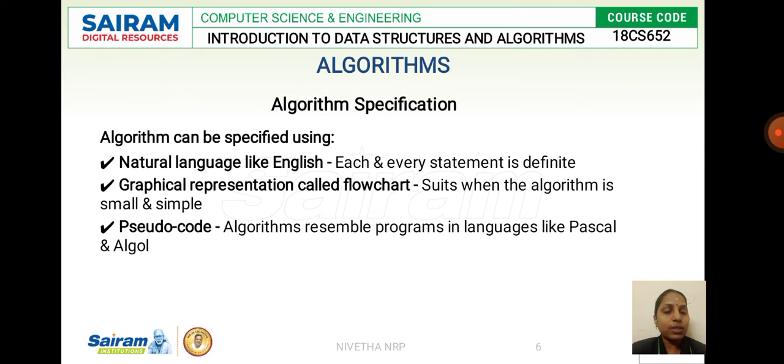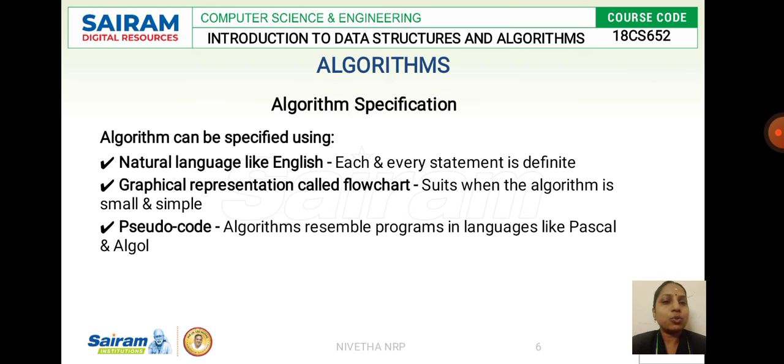Now we'll see the specification to represent an algorithm. Generally, there are three ways to represent an algorithm. First is by using a natural language. Here we use English. For example, to add two numbers, the first step is start the program, the second step is get the input values of a and b, and the third step is to add the two variables, that is c is equal to a plus b. The fourth step is print the value of c, and the final step is stop. This is a general algorithm represented in the natural language that we speak.